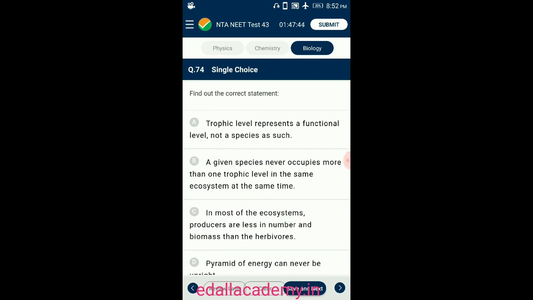Question number 74. Find out the correct statement. A given species can occupy more than one trophic level in the same ecosystem at the same time, but a given species cannot occupy more than one trophic level in same food chain. In most ecosystems, producers are maximum in number and biomass than herbivores. Pyramid of energy is always upright. So the answer for this question is option A. Trophic level represents a functional level, not a species as such. So the correct statement is option A.